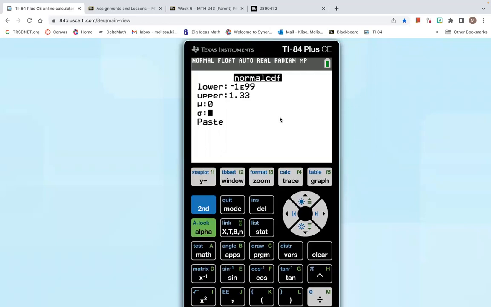So if it's anything less than the probability, will it always be the negative 1E99? Yes. And if it was greater than, you'd have the number here, and then you'd have positive 1E99. Sorry, say that one more time. If I was doing greater than, I would put my 1.33 in the lower bound. Oh, then I would put positive 1E99 in my upper bound. Gotcha. Basically it's infinity. So remember though, whenever you're using z-scores, our mean is 0 and our standard deviation is 1. I'm going to paste that. And I have the same value that they got.